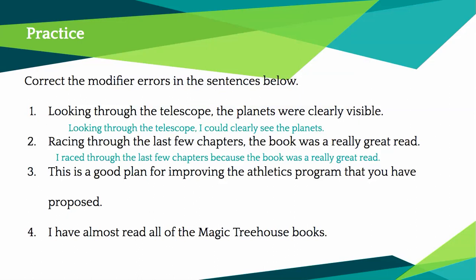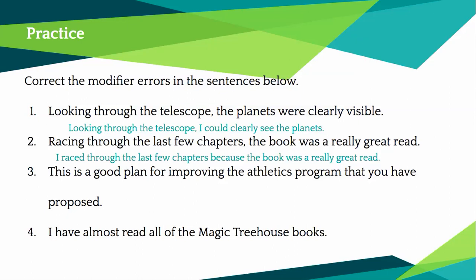This revision helps illustrate another issue with these modifier errors, which is that often the agent of the action, the person performing the action, is left out of the sentence. So in both of these sentences, I chose the pronoun I, but it might not have been I. It could have been any number of other pronouns or even concrete nouns. We don't know when they don't appear in the sentence. So that's another problem with these.